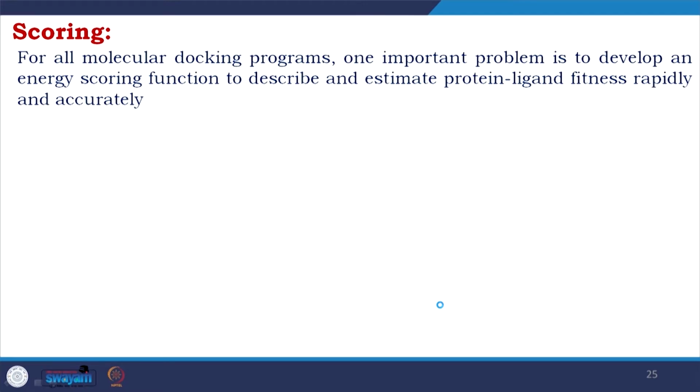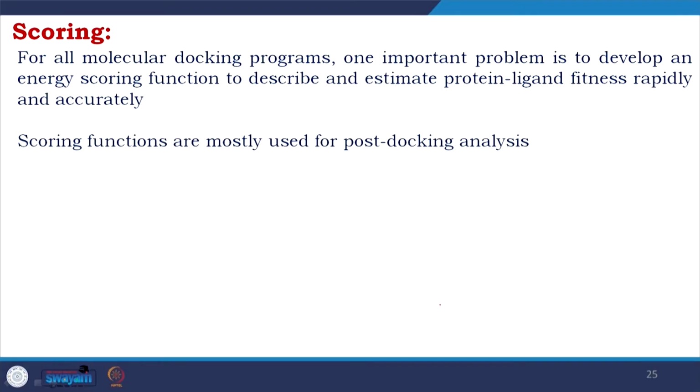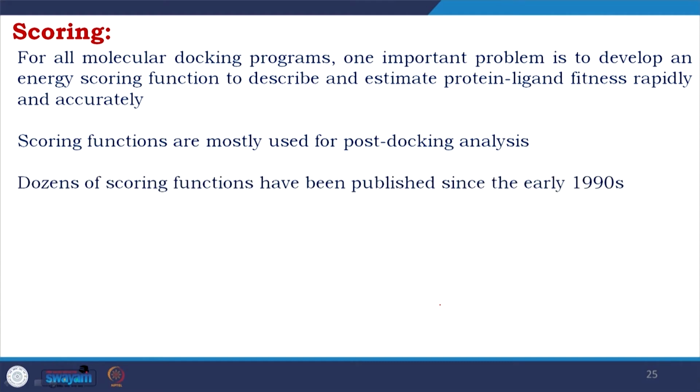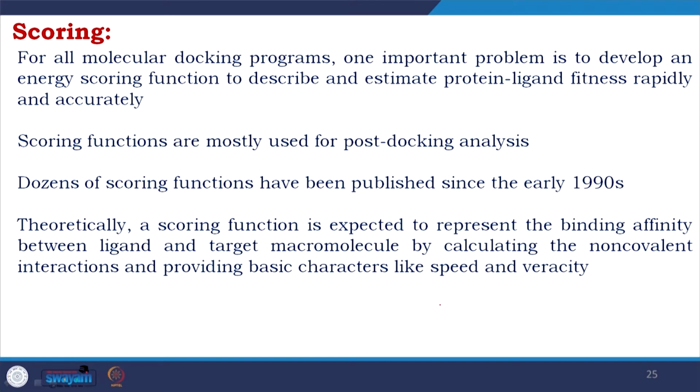So, what is scoring? For all molecular docking programs, one important problem is to develop an energy scoring function to describe and estimate protein ligand fitness rapidly and accurately. The better scoring function you have, the more straightforward, the quicker the drug designing. The more accurate scoring function you have, the better your success in drug designing. You understand? Scoring functions are mostly used for post docking analysis. Dozens of scoring functions have been published since the early 1990s. Theoretically, a scoring function is expected to represent the binding affinity between ligand and target macromolecule by calculating the non-covalent interactions, the hydrogen bonds, the salt bridge, the hydrophobic interaction, base stacking, metal binding, anything, and providing basic characters like speed and veracity.